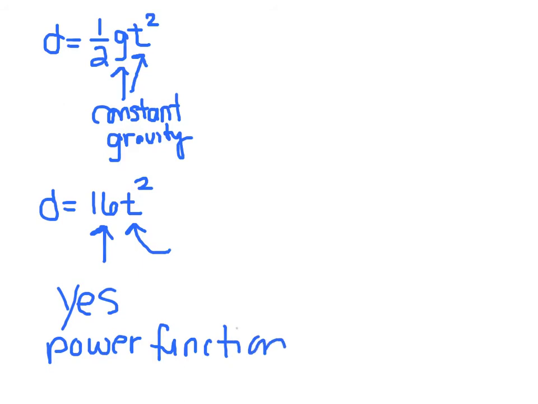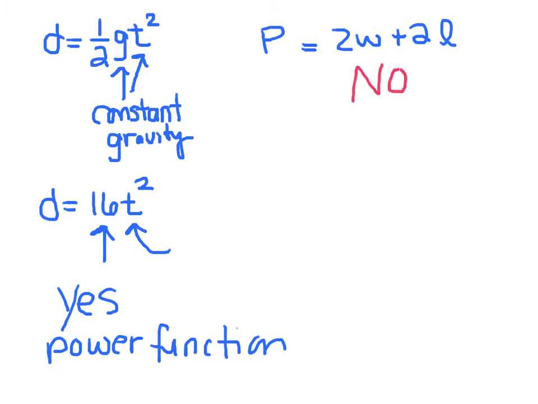If you had the example like area equals, oh no, let's not do area, let's do perimeter. If you had perimeter equals twice the width plus twice the length, as soon as you realize that it was added, like right here, then you would say, no, that's not a power function, because power functions aren't added.